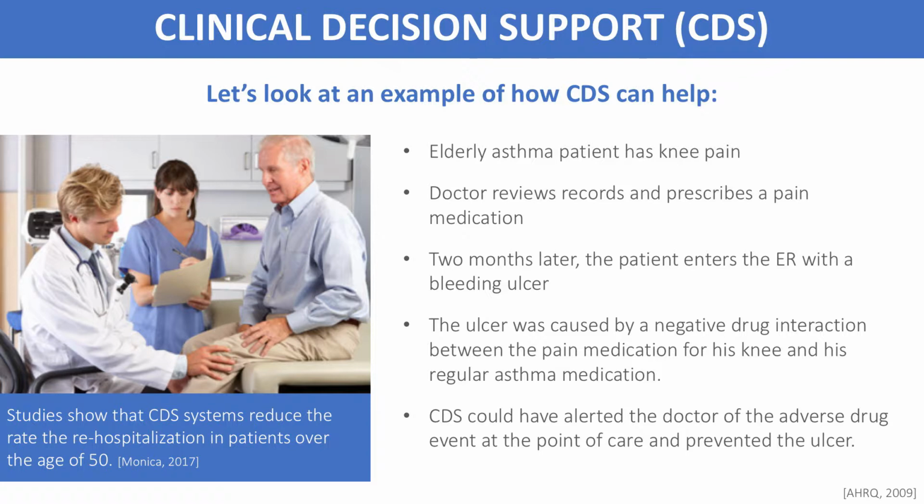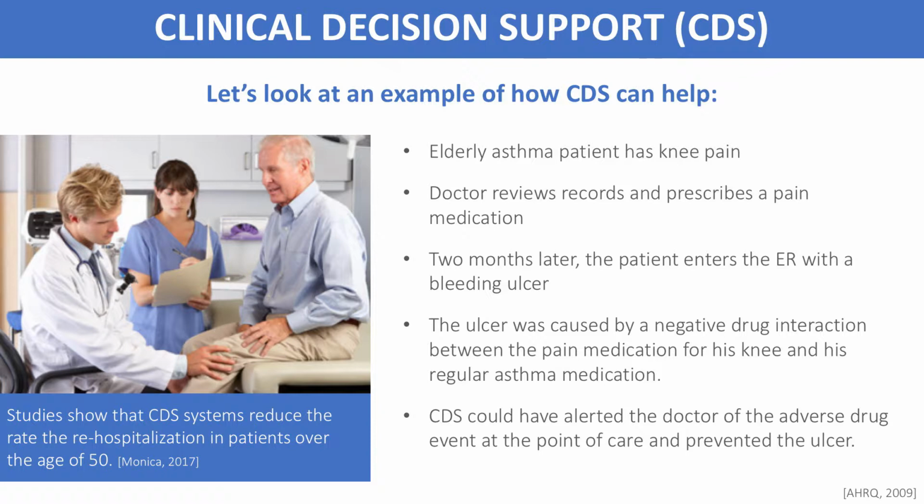Now, most doctors don't know every negative drug interaction that exists between medications. There's just too many of them, especially between medications that are prescribed for different types of conditions, like asthma and pain management. However, if Dr. Sullivan used a clinical decision support system, it might have prevented John's ulcer.